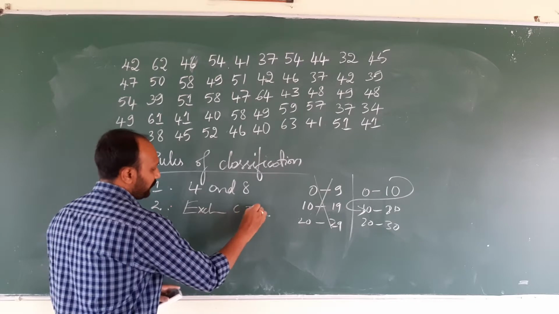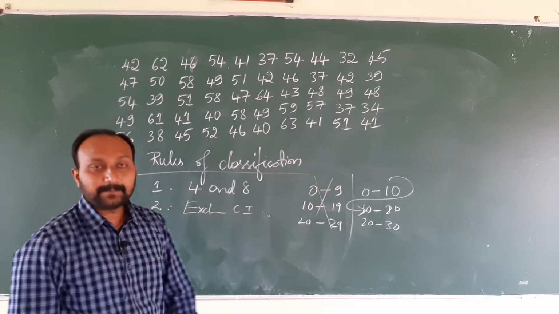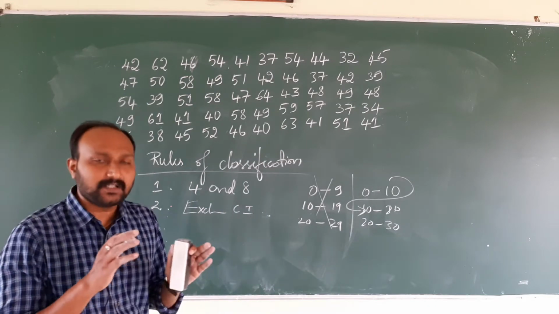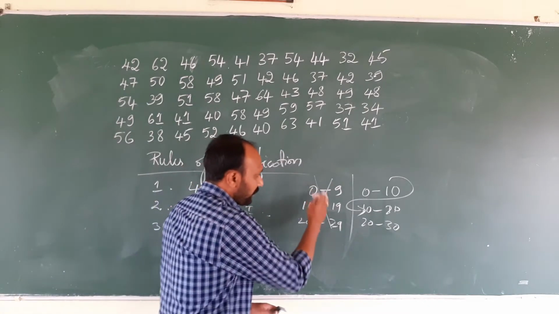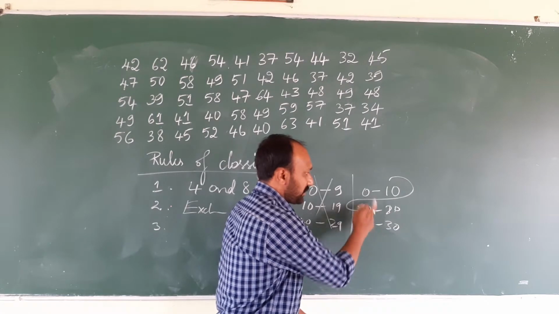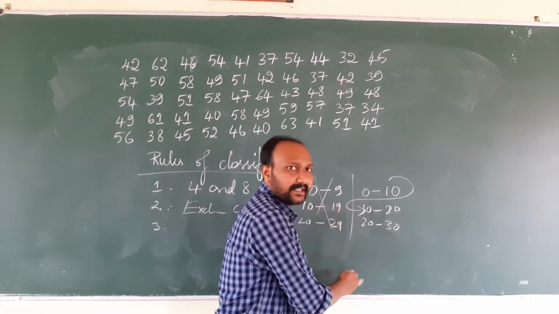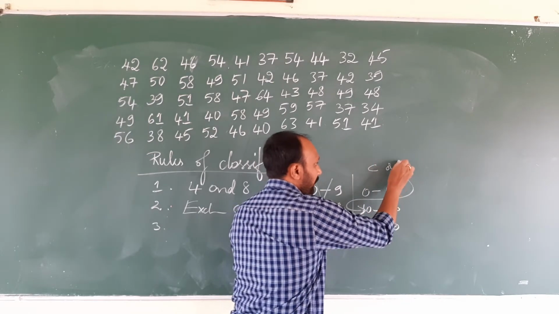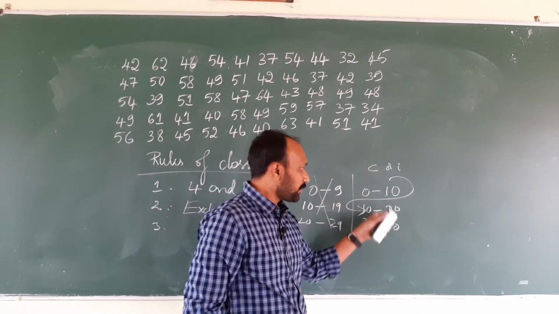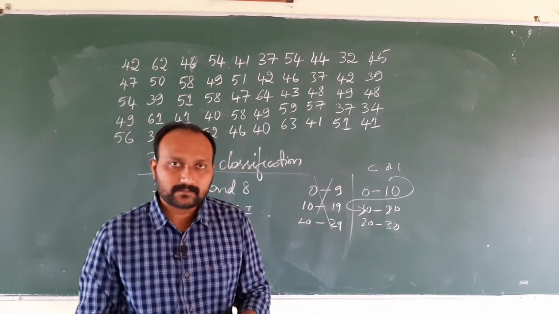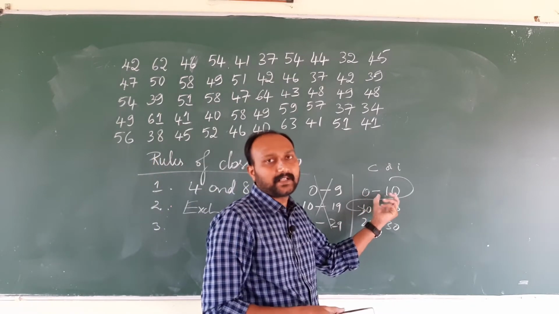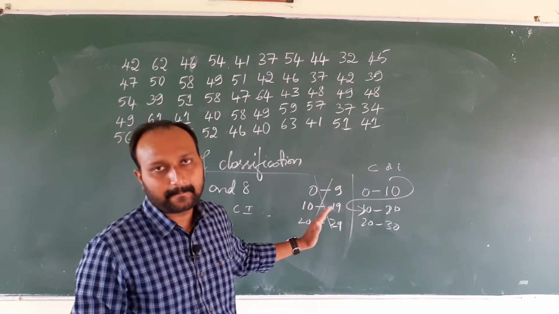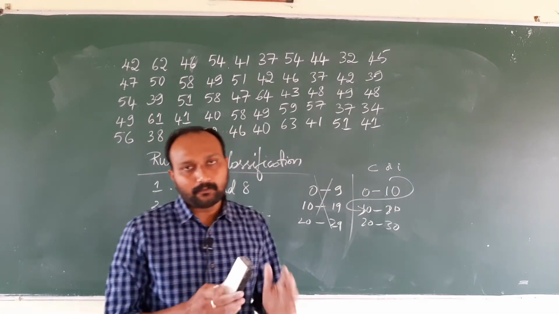Next, the third principle says that the width of the class should be kept constant. Please notice here, I have considered class intervals 0 to 10, 10 to 20, 20 to 30, like that. Always this width, the class interval, should be a constant one. For some class interval, if we consider 10, for another 5 or 15, it is not a good way of projecting the data. Always there should be a constant width.